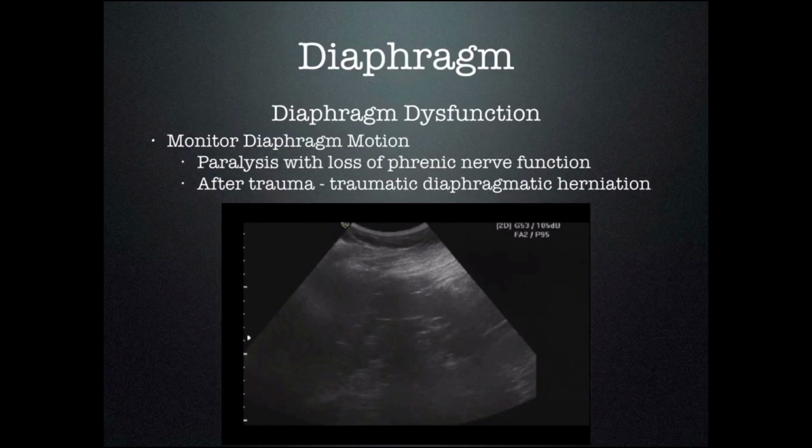If there's paralysis of the diaphragm, then that means there's loss of the phrenic nerve function. This could be from a variety of diseases, such as leprosy. It may also be associated with a traumatic diaphragmatic herniation. So if a patient comes in that has just had a car wreck and they don't have normal diaphragm movement on one side, you should suspect that they have disruption of their diaphragm through herniation.